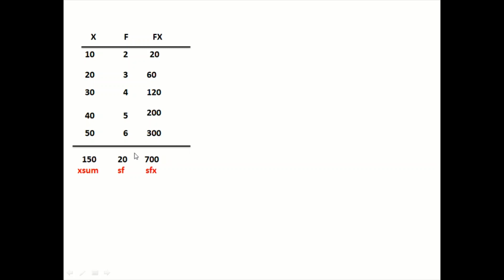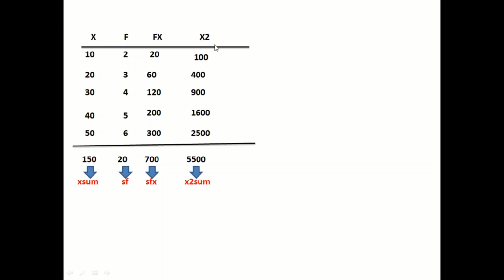Next we need to find the square of each value of x, called x2. You can see here 10 square 100, 20 square 400, 30 square 900, 40 square 1600, 50 square 2500. The total of this is 5500. This total is stored to the variable name x2 sum.